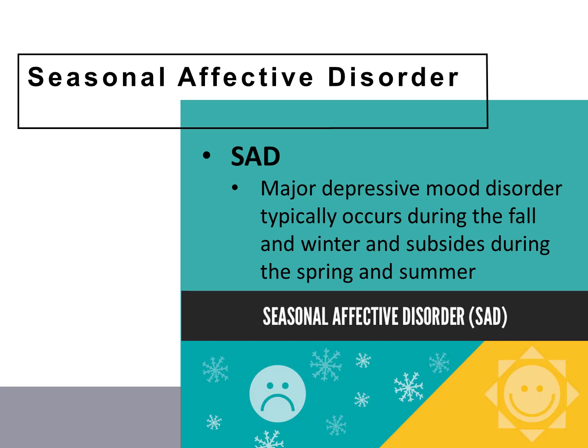Some people theorize that it's because during the winter months it's gloomy outside, it's rainy, people don't spend a lot of time outside, and that might be the cause. And then as soon as the weather gets better during the spring and summer, there's more sunshine, people are outside more, and that might be the reason for SAD, or seasonal affective disorder.